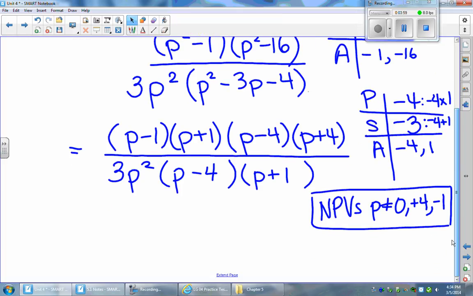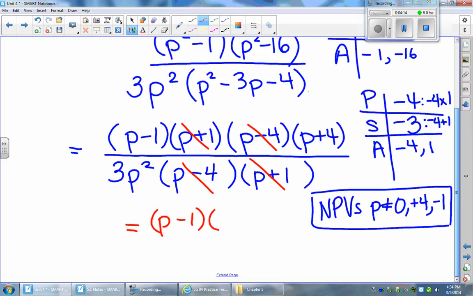All right, now let's start canceling out any terms that are common to the numerator and the denominator. So I notice that p minus 1 can cancel, and p minus 4 can also cancel. So therefore my final answer is going to be p minus 1 and p plus 4 divided by 3p squared.